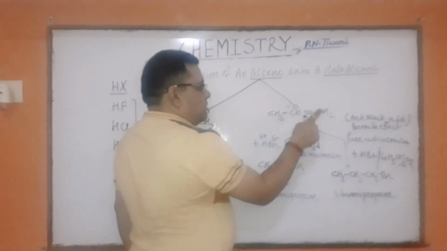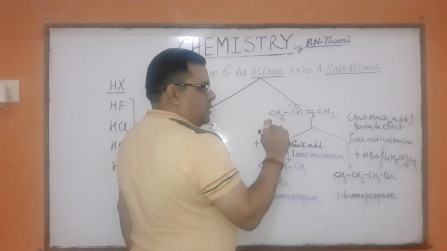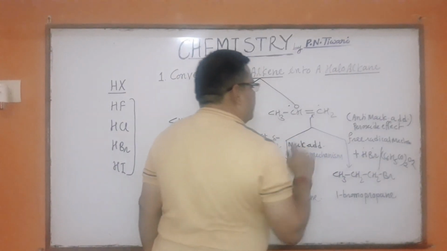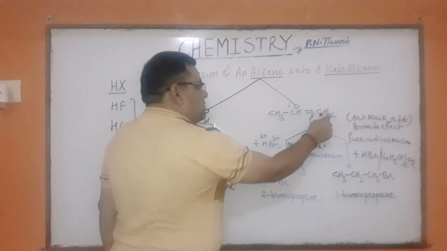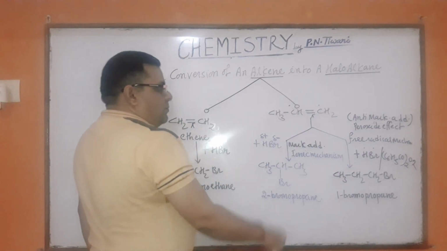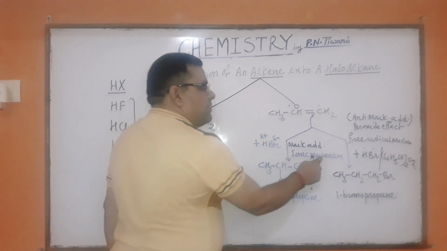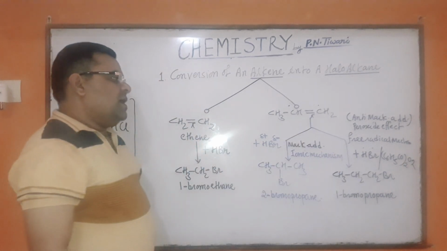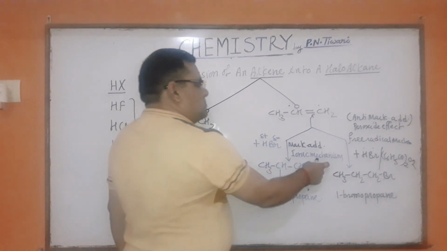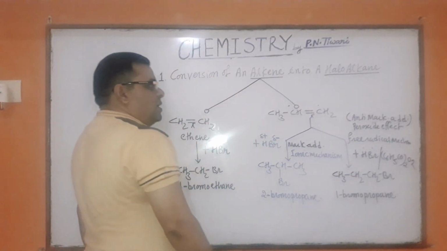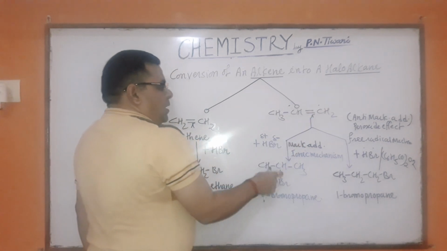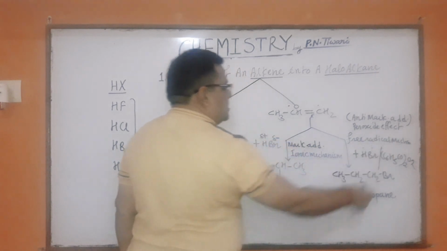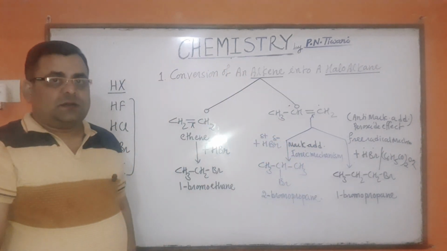So propene can be converted into 1-bromopropane by free radical mechanism or peroxide effect or anti-Markovnikov addition, and propene can be converted into 2-bromopropane by Markovnikov addition or ionic mechanism. So in the case of an unsymmetrical alkene, we can apply ionic mechanism or free radical mechanism, or this conversion can be done according to Markovnikov addition or anti-Markovnikov addition. It is also called the peroxide effect.